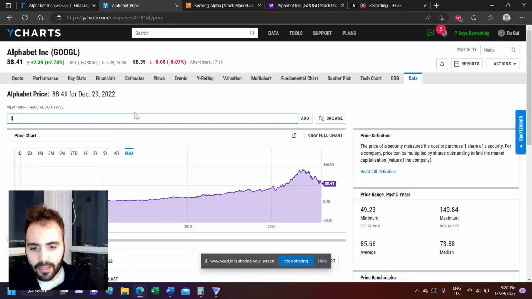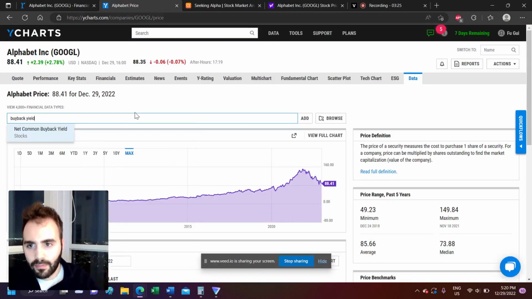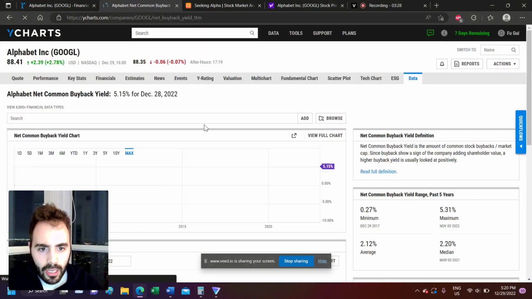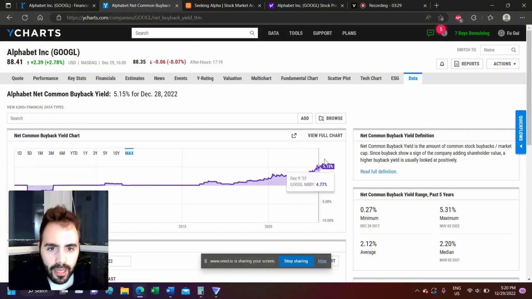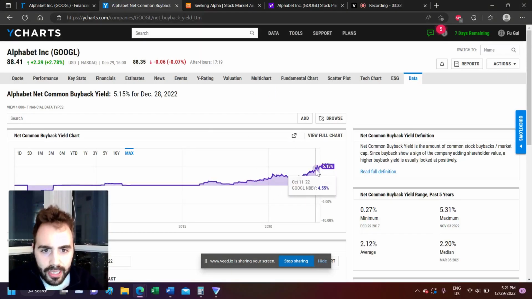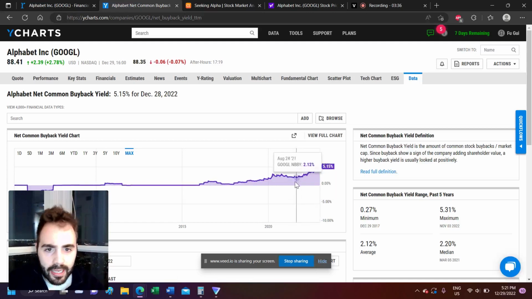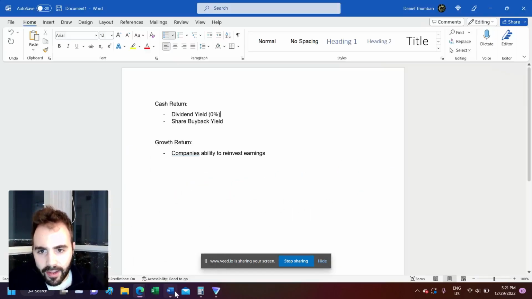or just simply buyback yield, we can see that Google is buying back about 5% of their shares recently, and the historical average has been about 2%. But we can expect, based on this trajectory, that Google is anticipating to continue to buy back their shares at this rate. So if Google's buying back their shares at about 5% per year, we can add 5% in terms of our share buyback yield.